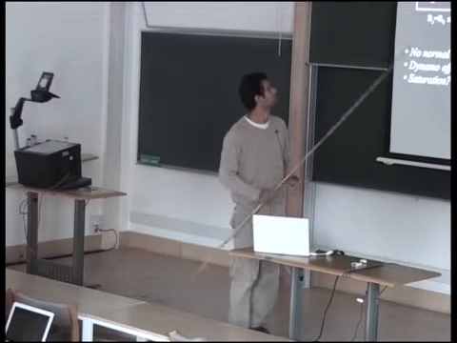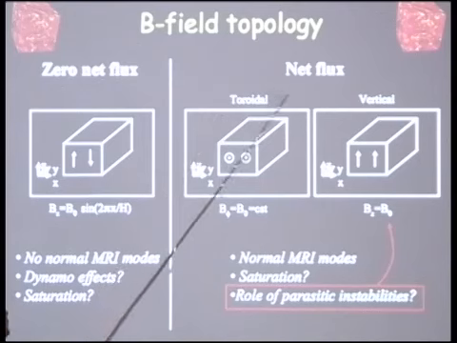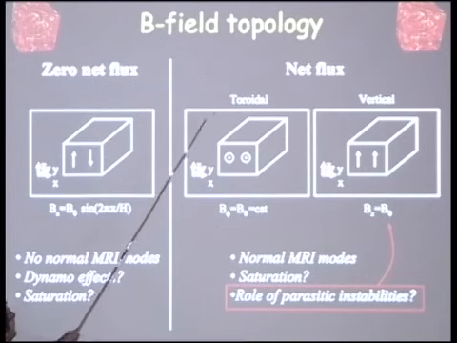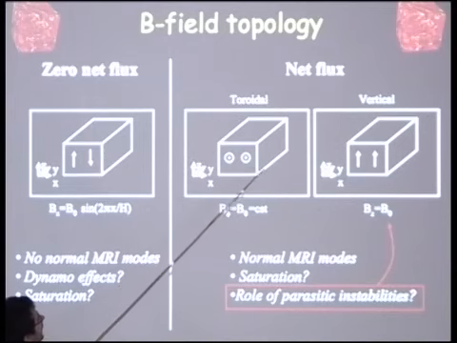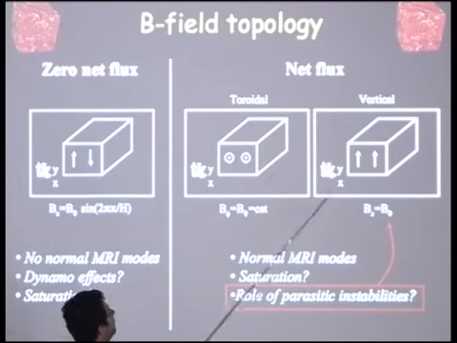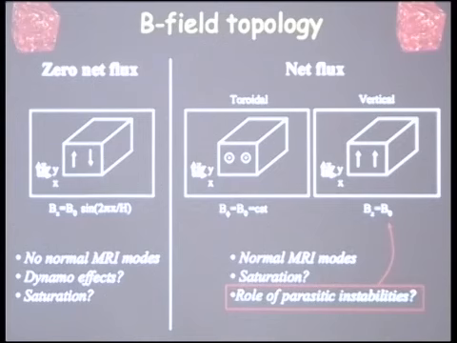The second broad class is the one where you have a mean magnetic field threading your box. And you can have a magnetic field threading your box in a toroidal direction or in the vertical direction. And here the situation is different because you have normal MRI modes that destabilize your flow all the time and that keep regenerating the turbulence.